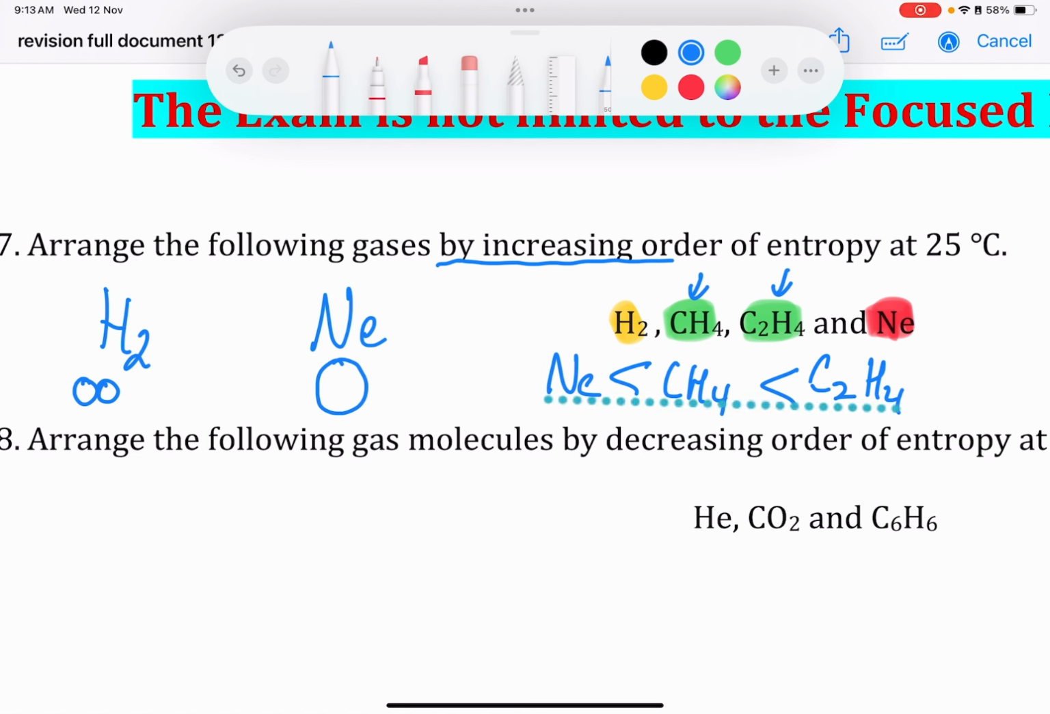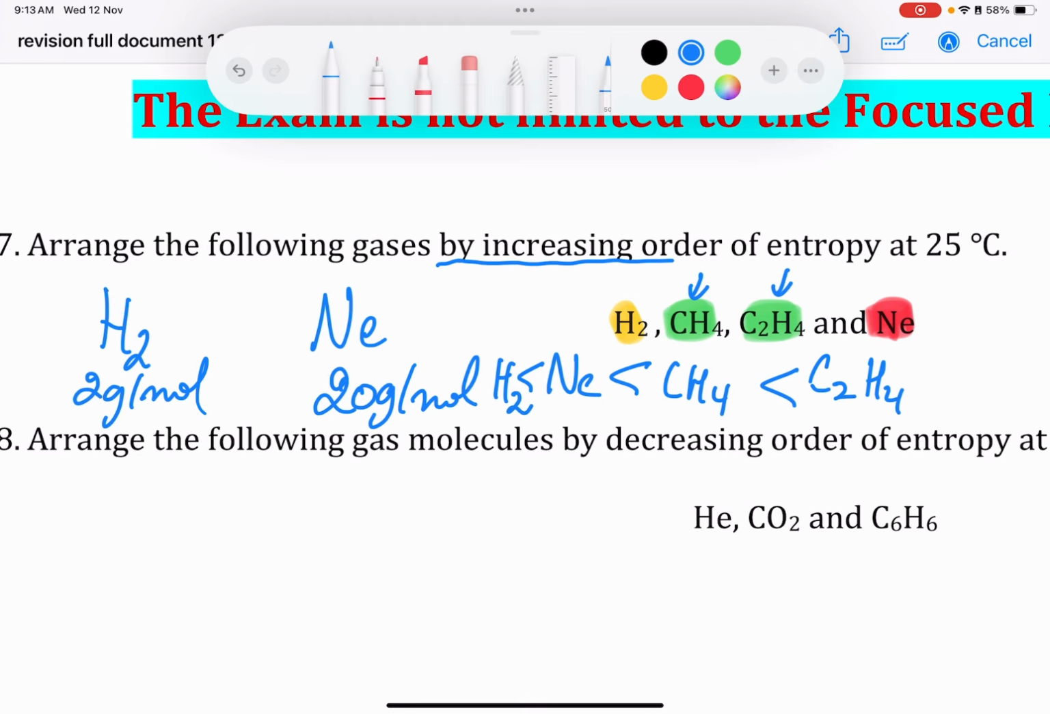They are comparing a very tiny molecule to a bit larger gas. Let's say you don't know about the sizes. You need to compare their mass. Neon mass is 20, you can get it from the periodic table, 20 grams per mole, whereas hydrogen mass is 2 grams per mole. So do you see the difference in the mass? So more mass, bigger size. So definitely neon will have a larger entropy than hydrogen gas.